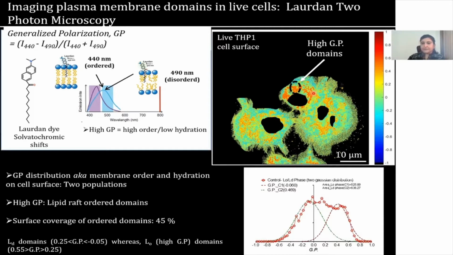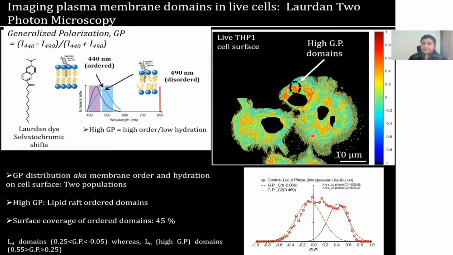In addition to visualizing the cell surface organization, we were also able to extract these pixels and plot them in the form of histograms, where you can see at least two distinct populations of lipid domains, wherein one has a high GP value and one has a low GP value. With this method, we were able to see that the cell surface or plasma membrane of live cells depicts a lipid domain organization or phase segregation of lipids on the cell surface.